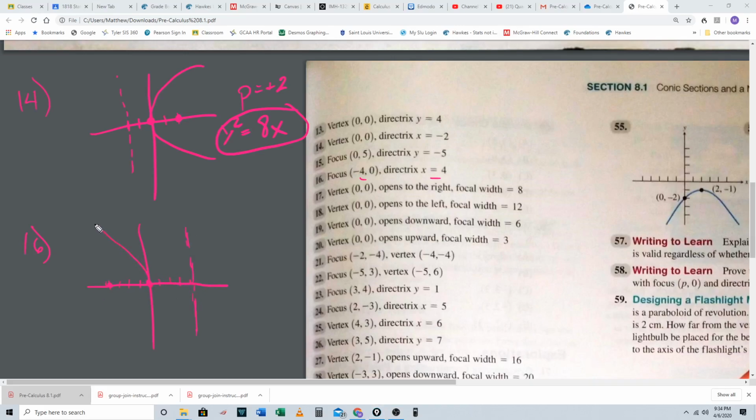The vertex is at (0, 0), and it's opening to the left. So p is -4. Because what's the distance from here to here? 1, 2, 3, 4. Opening left, so it's negative. So it's y squared, because it's opening left, equals -16x.